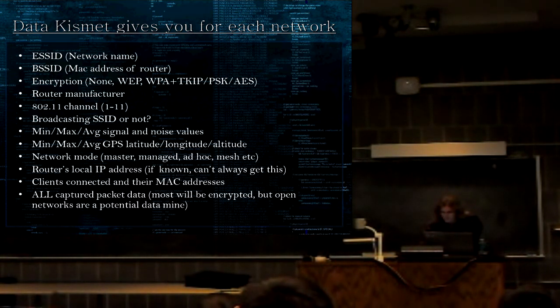Finally, Kismet also saves the data from every single packet it captures, along with the GPS coordinates of where it came from. Most of those are going to be encrypted. You'll only really be able to see them if they're from an open network or a WEP network in which you have the key. Kismet actually has a nice feature: you can give it a list of WEP networks, like their MAC address and their key, and it will decrypt those for you.